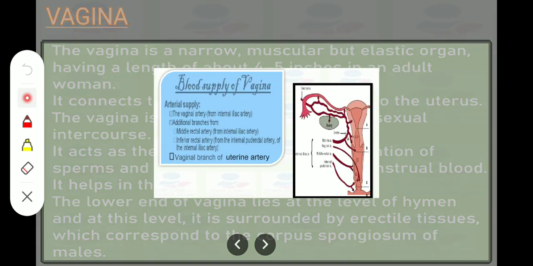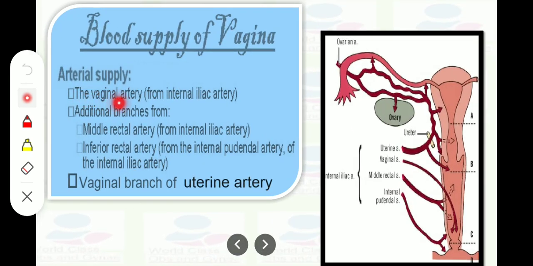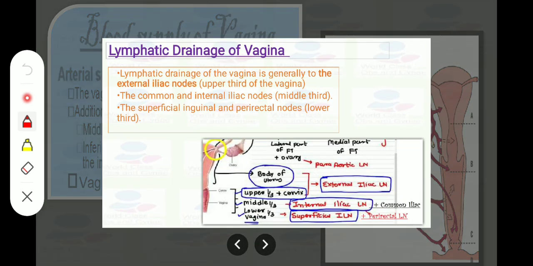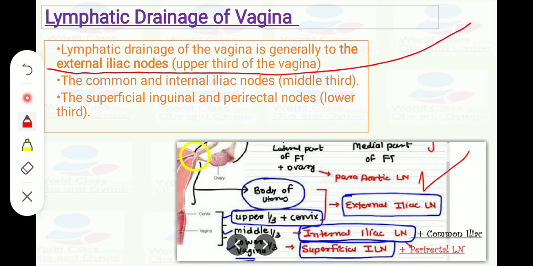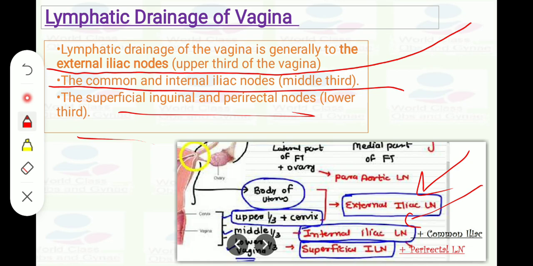Now, blood supply of the vagina. Arterial supply, the vaginal artery from the internal iliac artery. Additional branches from middle rectal artery from internal iliac artery, inferior rectal artery from internal pudendal artery of the internal iliac, vaginal branches of the uterine artery. Lymphatic drainage of vagina. Lymphatic drainage of vagina is generally to the external iliac node, upper part of the vagina. Okay, so upper part of vagina drains to the external iliac node, the common and internal iliac node, the middle part, and superficial inguinal and perirectal nodes, the lower third. Okay, you can see from the figure.